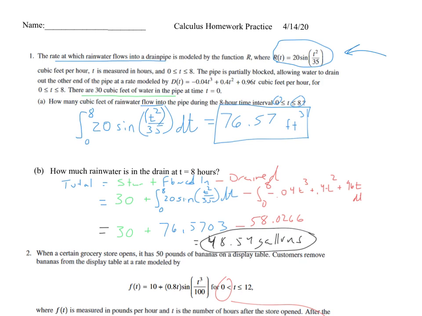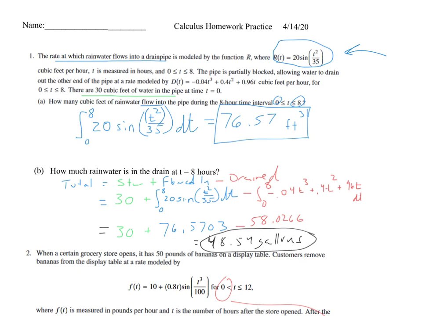For part B, how much rainwater is in the drain at 8 hours? Well, if I want to know how much is there at a given moment, I have to know how much I started with, add how much came in, and subtract how much drained. So 30 gallons is what we started with. That's in green. In blue, I do the amount of water that flowed in, which I actually found in part A. And then I subtract how much drained.